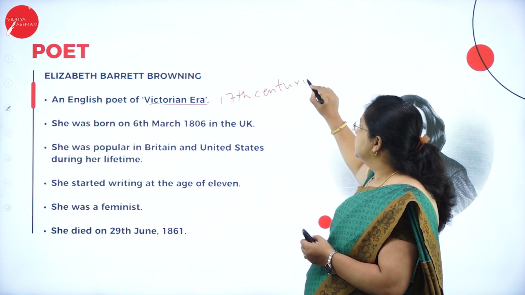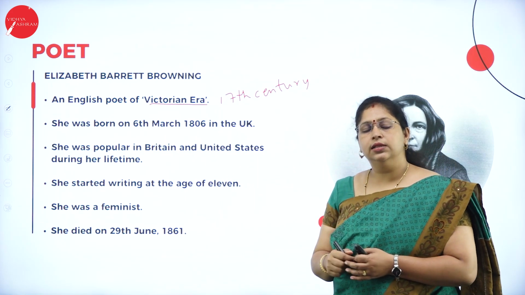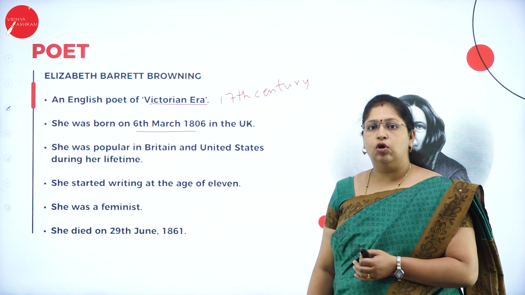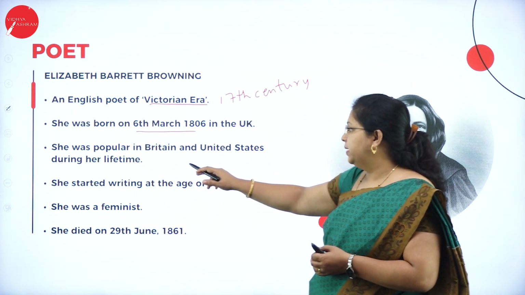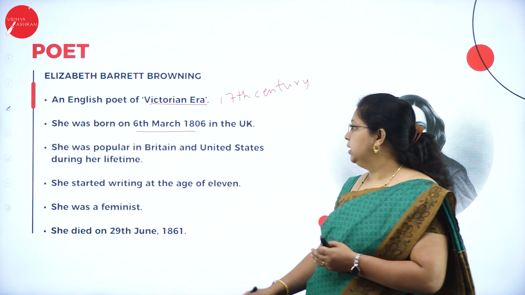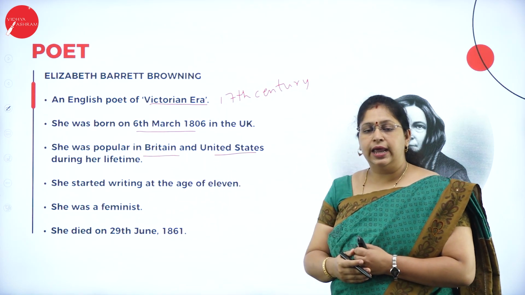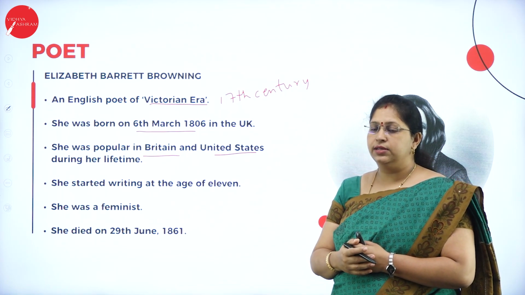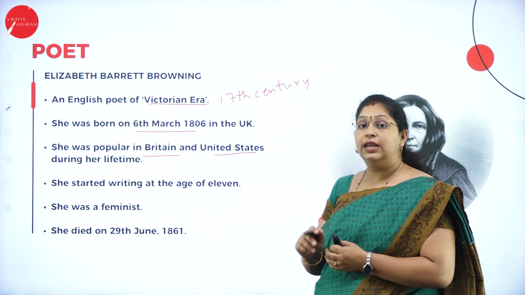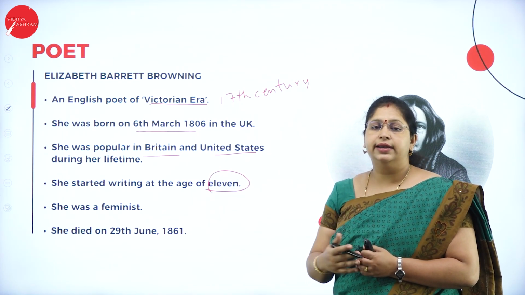She belonged to 17th century writers. She was born on 6th March 1806 in the UK. So, she was born in United Kingdom on 6th March of 1806. She was popular in Britain and United States during her lifetime. She had many readers both in United States and Britain. So, this shows that she was popular during her lifetime in two different countries. Then she started writing at the age of 11. Very early she started writing poems.